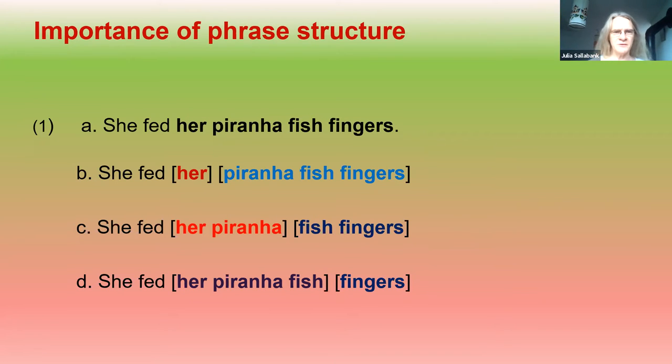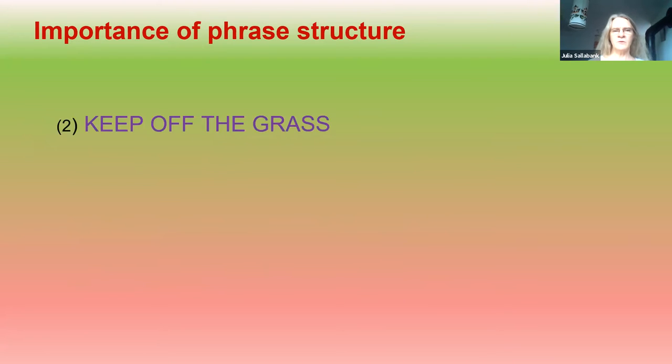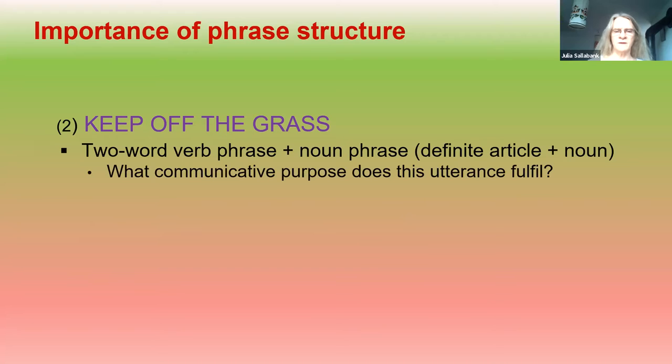And I've got another example on the next slide. Okay, so here is a sign that you may see in various places around the UK, which perhaps have more formal parkland. Keep off the grass. So that would seem to be a fairly simple order. Its communicative purpose is to tell people to do something, or actually not to do something, not to go on the grass. But maybe the grass is being regrown because too many people walked over it, or it got very dry and it needed to be reseeded.